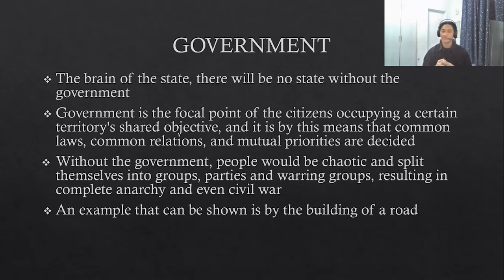Without the government, people will be chaotic and split themselves into groups, parties, and warring groups, resulting in complete anarchy and even civil war. People cannot achieve their goal of living together unless they are well organized and follow certain codes of behavior. Thus, the government is the entity in charge of enforcing those laws and ensuring compliance.